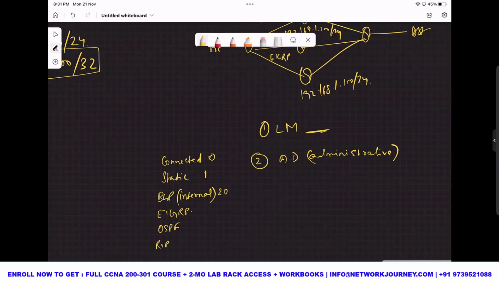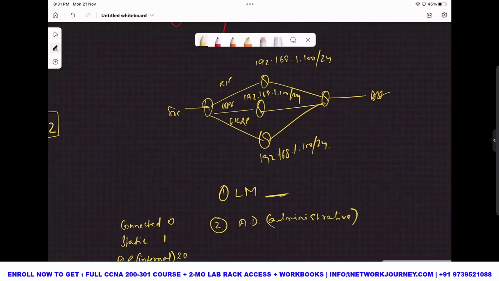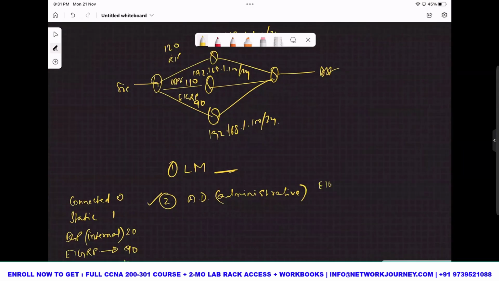So in terms of that, we have EIGRP configured with 90, OSPF with 110, and RIP with 120. So if you check the AD factor now, RIP has AD 120, OSPF is 110, and EIGRP is 90. In this case, who wins? EIGRP will win, which is nothing but path 3 will win.